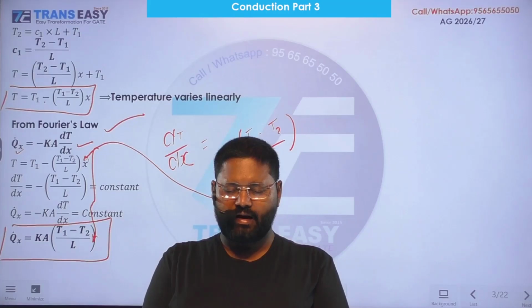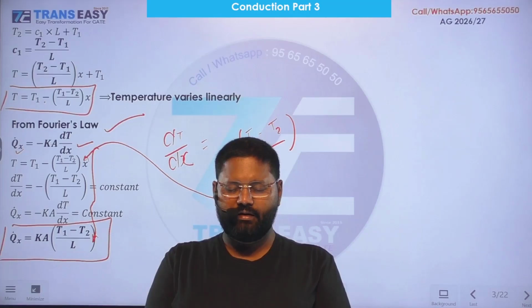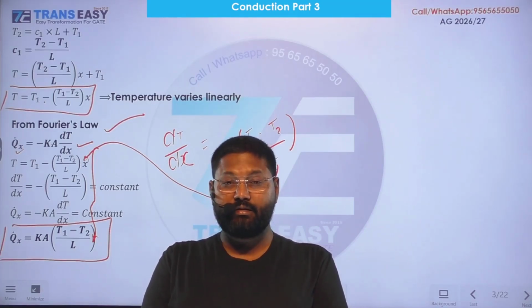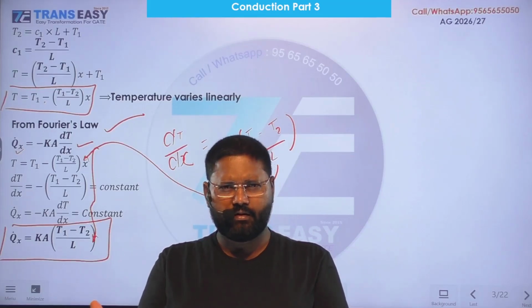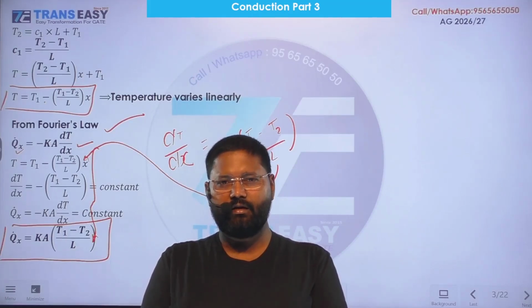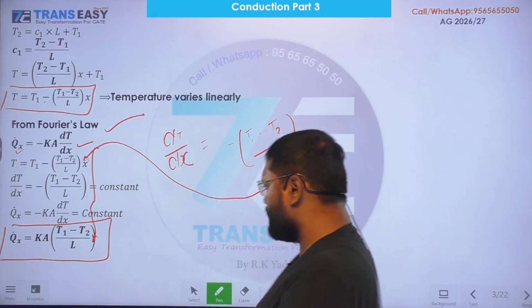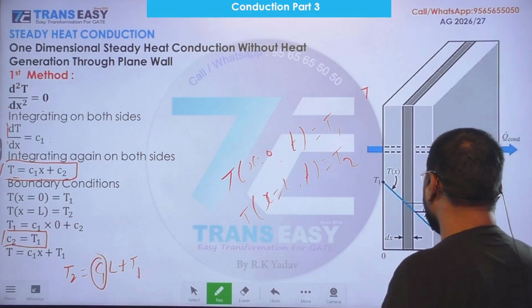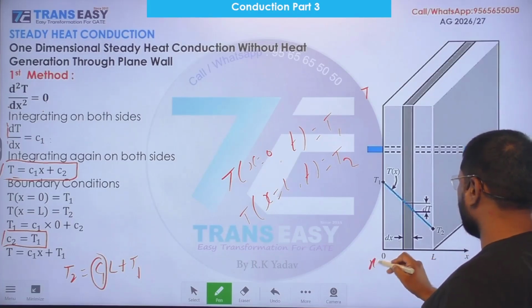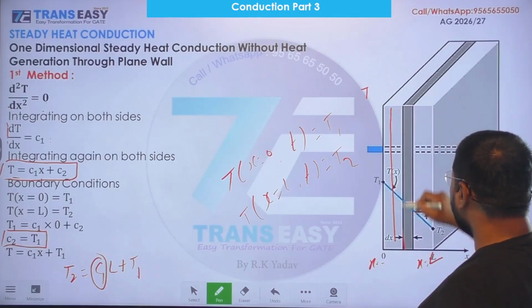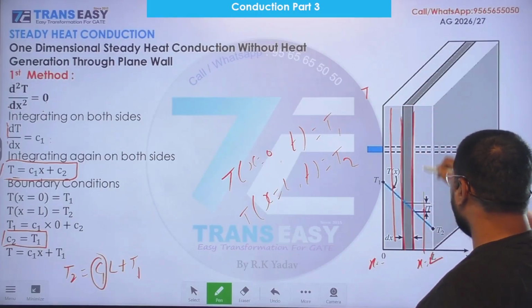So on the right hand side the value is constant, and on the left hand side it is showing heat conduction rate through a plane at distance x. x is variable. x can take any values between 0 and L. The plane at x may be anywhere between x is equal to 0 to x is equal to L.